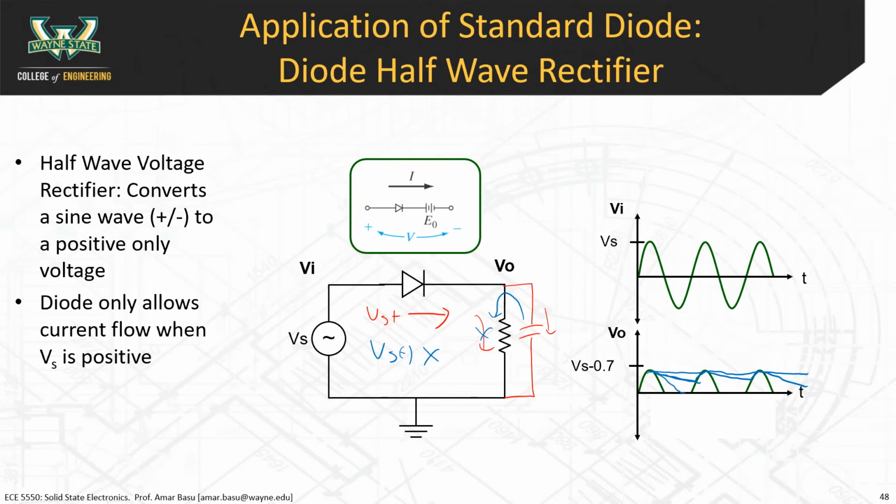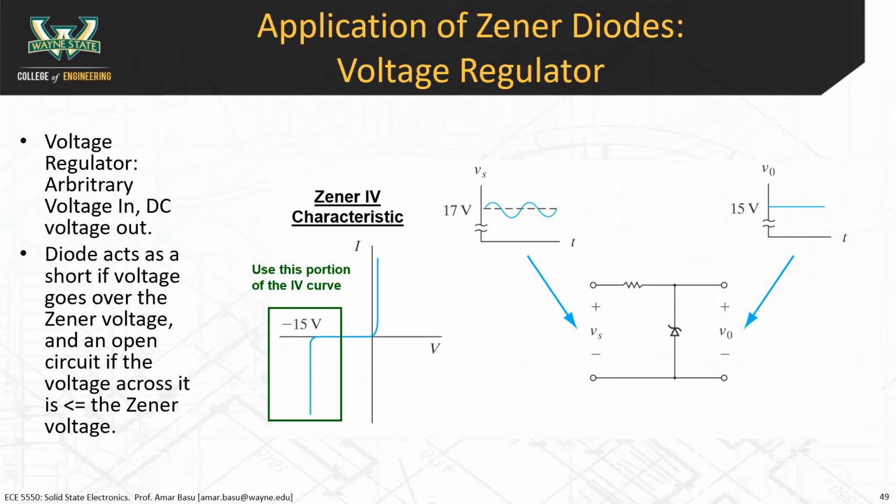So this is how you convert your wall outlet signal into a DC signal that can be used to charge your iPhone. There's obviously more components to it than this, but yeah, this gives you a general idea. One of the important applications of diodes.